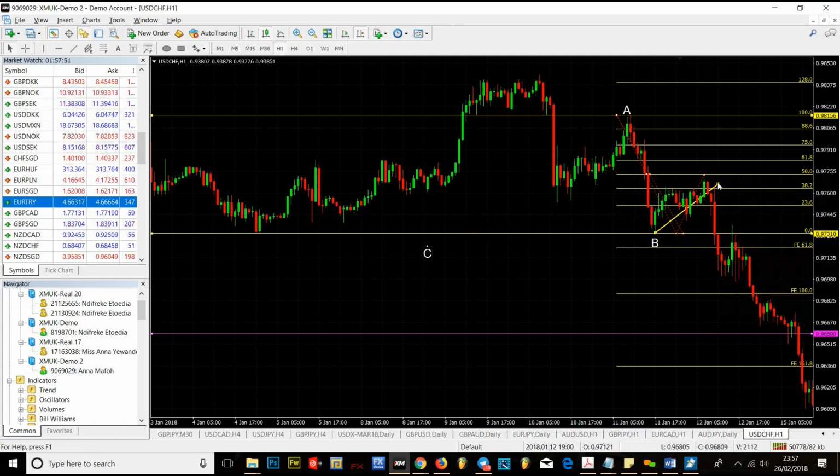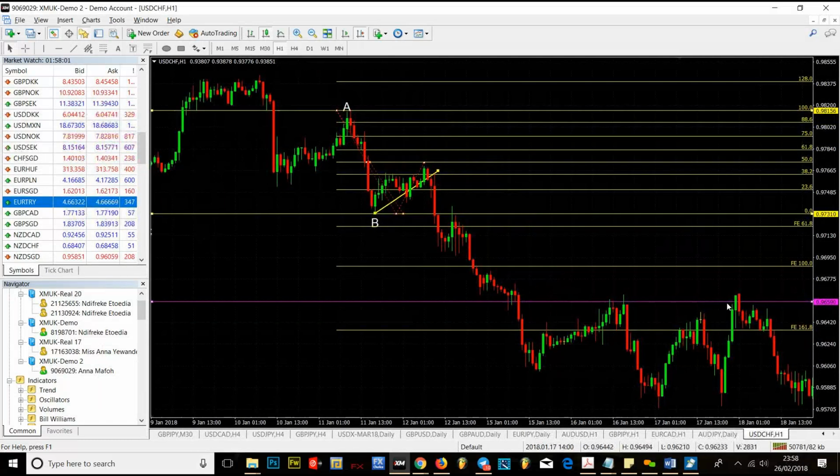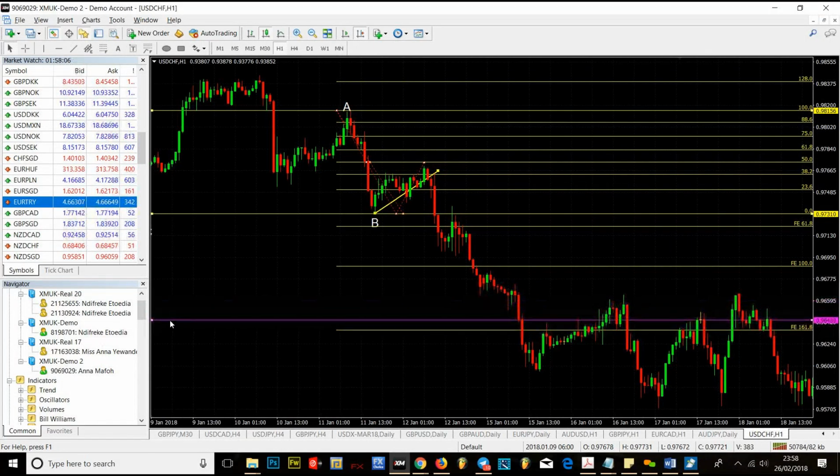Why? Because it retraced. It is within the 23, 38, 50, and 61. This is where it got to. So your take profit would be at your 161, which would be this line here. Look at this. Did it get there or not? Yes, it did.